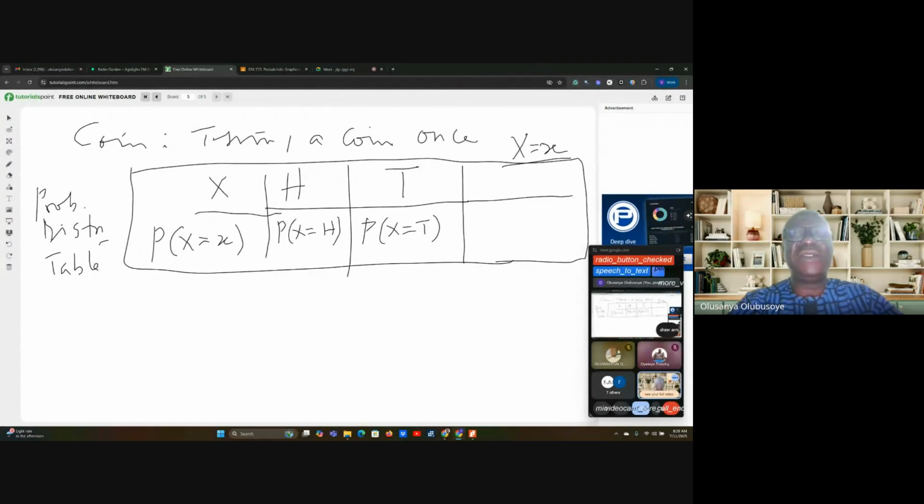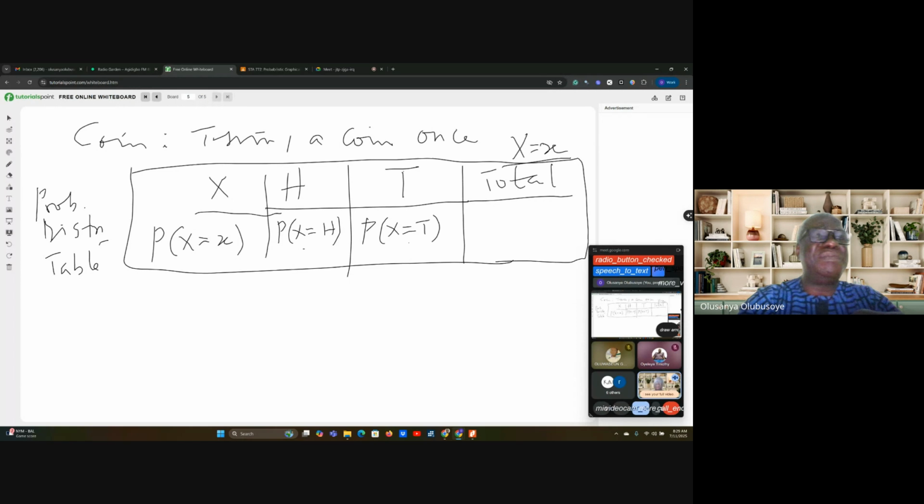So the probability when the outcome is head is written here. The probability when the outcome is tail is here. And then you have the total here. So in the probability distribution table, the total is always equal to 1. So the total probability is always equal to 1.